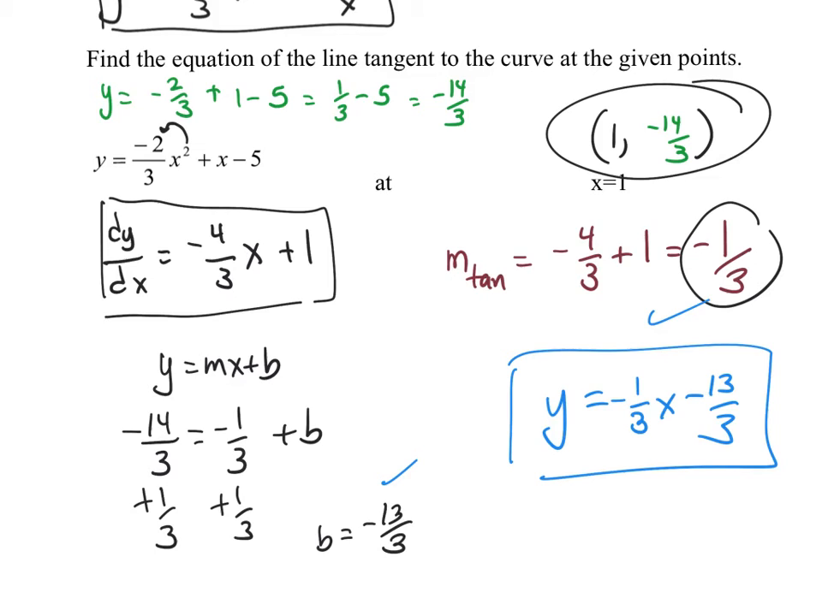Now again, just like we did when we did the formal definition of the derivative, if you graph your original function, this quadratic function, some kind of parabola, and then you graph your tangent line, it should meet at one spot right on the edge of that graph.